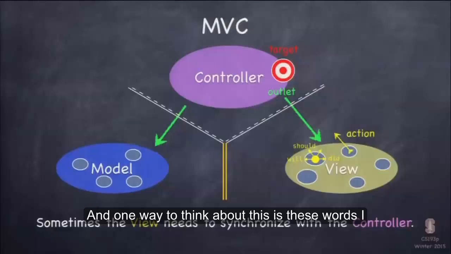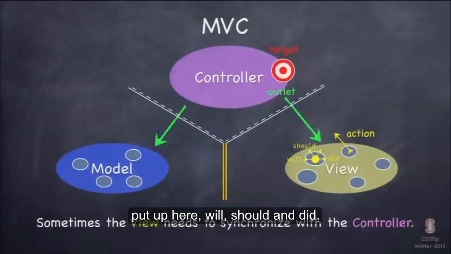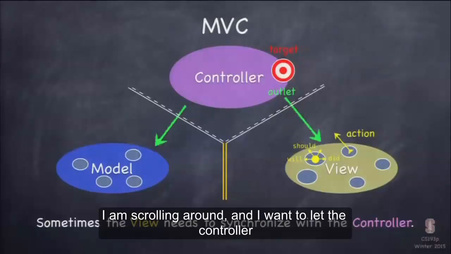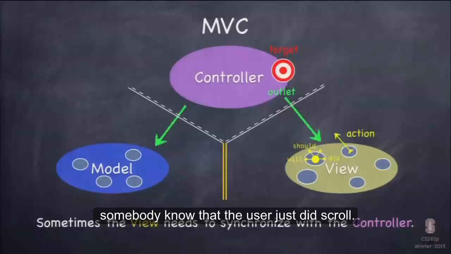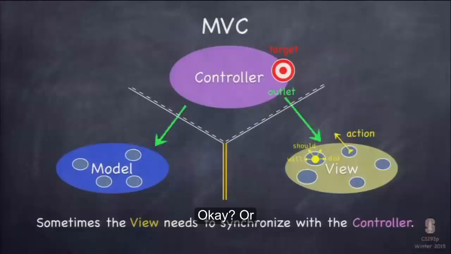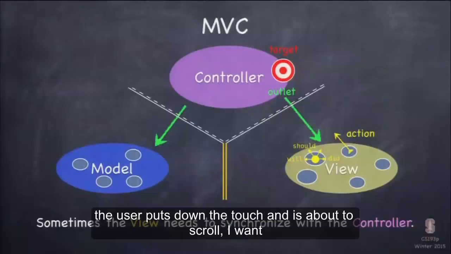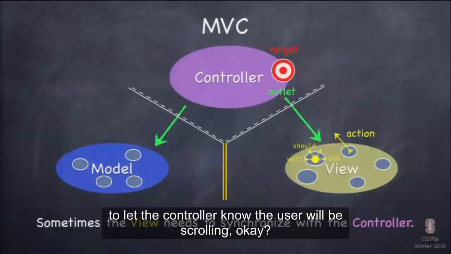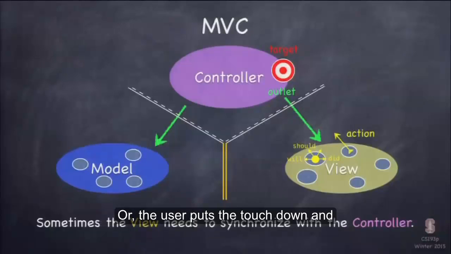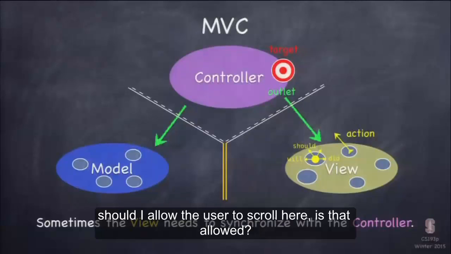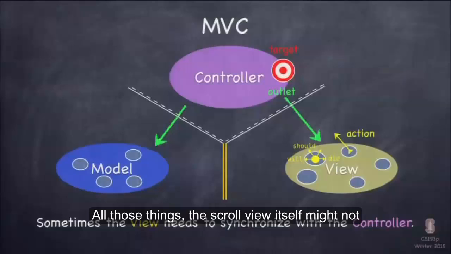One way to think about this is these words I put up here: will, should, and did. Let's say I'm a scroll view and I'm scrolling around, and I want to let the controller, somebody, know that the user just did scroll. Or the user puts down the touch and is about to scroll, I want to let the controller know the user will be scrolling. Or the user puts the touch down and the scroll view wants to know, should I allow the user to scroll here? Is that allowed?